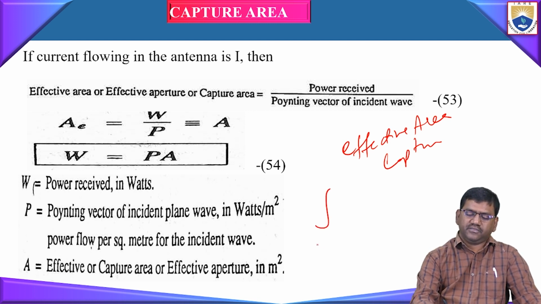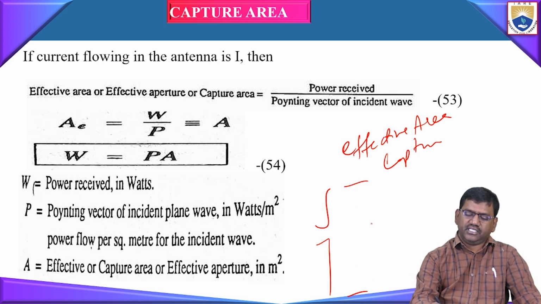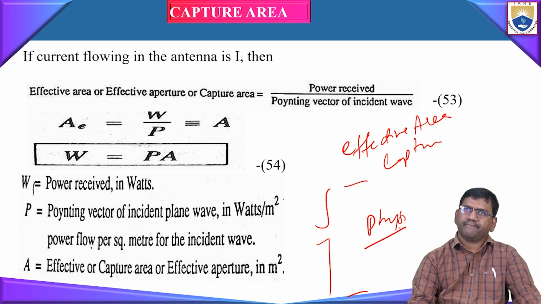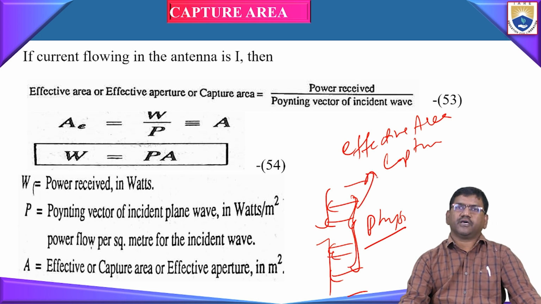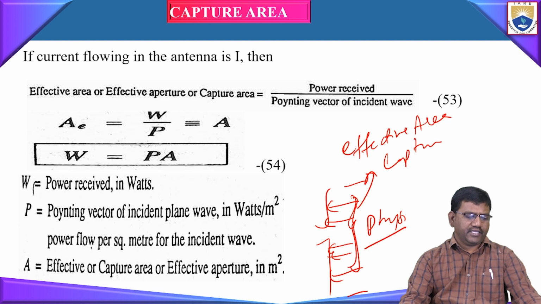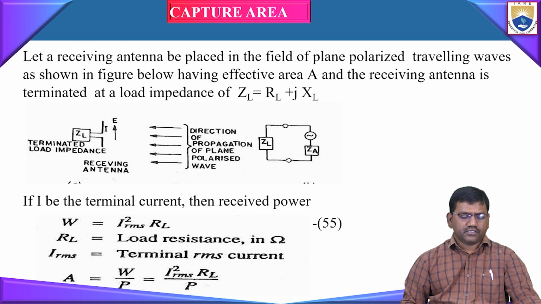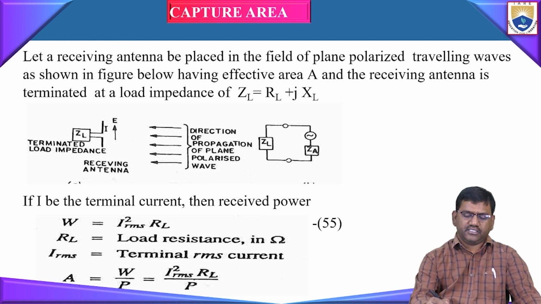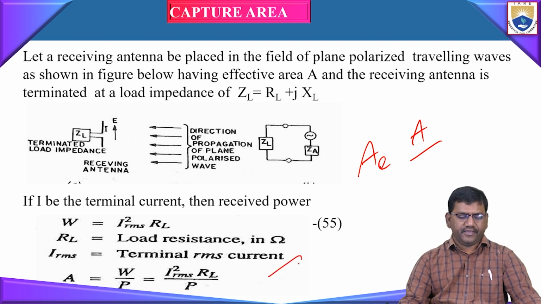Let us assume we have the length of the antenna. This we call the physical length of the antenna, that is, the actual length. The portion where the electromagnetic rays fall and absorption takes place, we call the effective area. According to the basic definition, the effective aperture is denoted by the symbol AE, which is given as W by P.